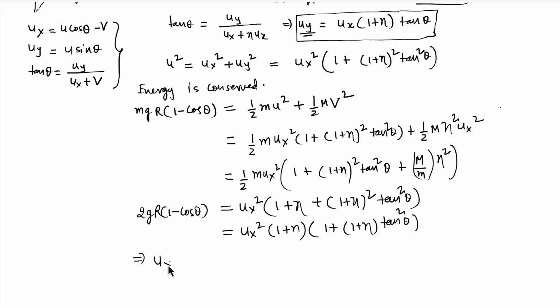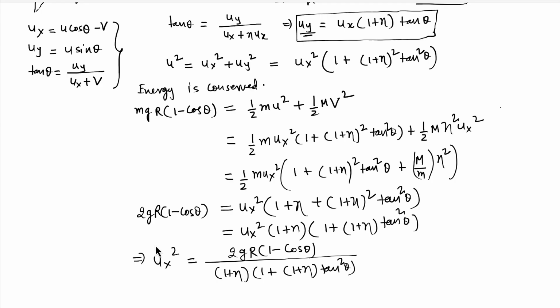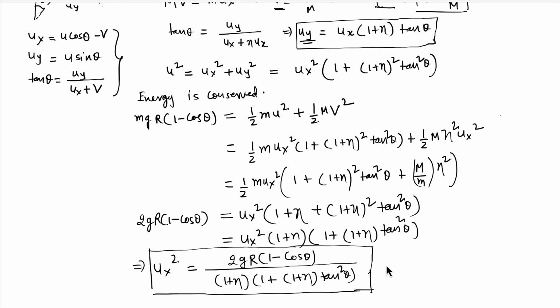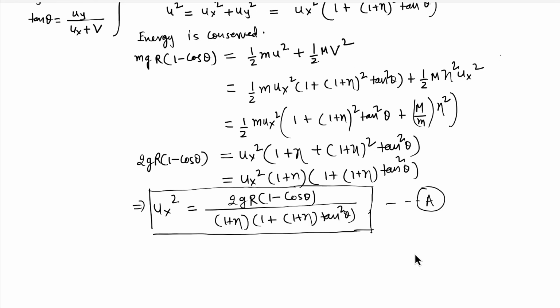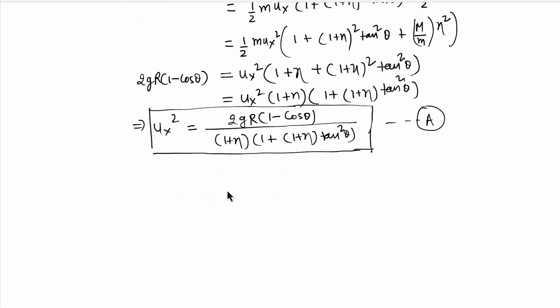Hence ux square is 2gr(1 minus cos theta) divided by (1 plus eta)(1 plus eta tan square theta). Okay, so far so good. This is simple enough. Let's call this equation A. Now there are two ways to solve this problem, as I said earlier.